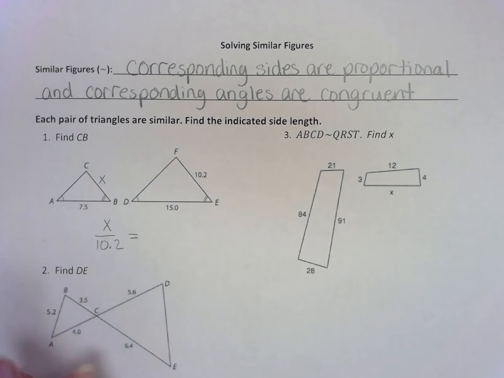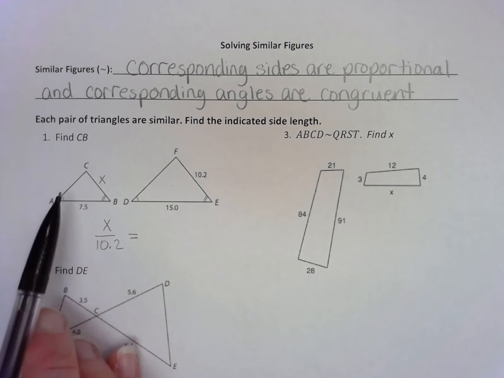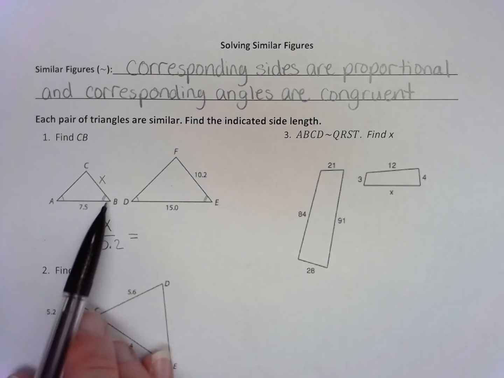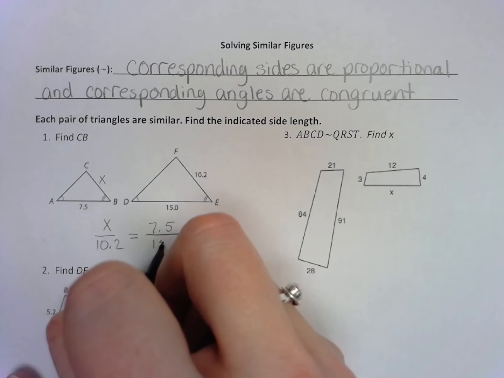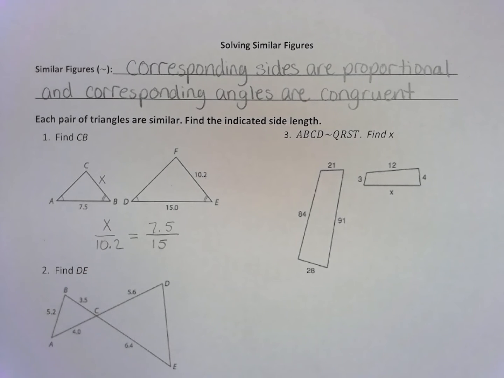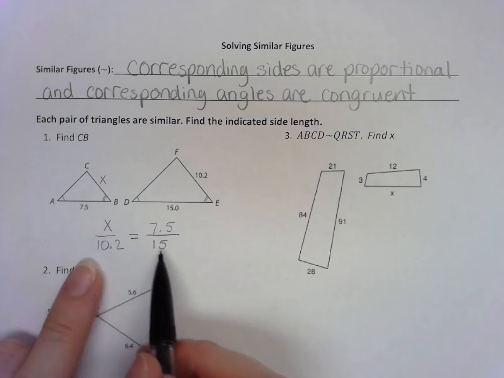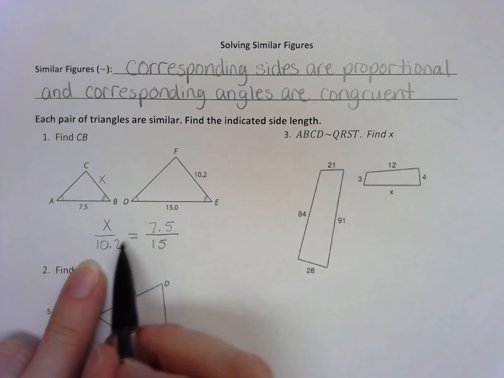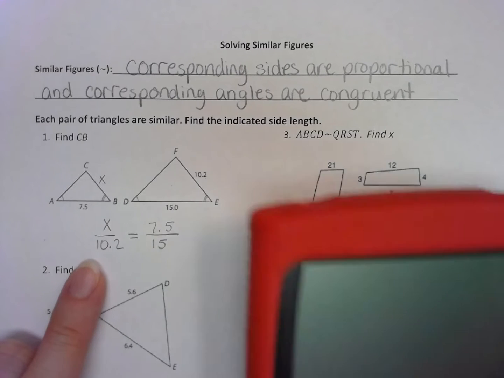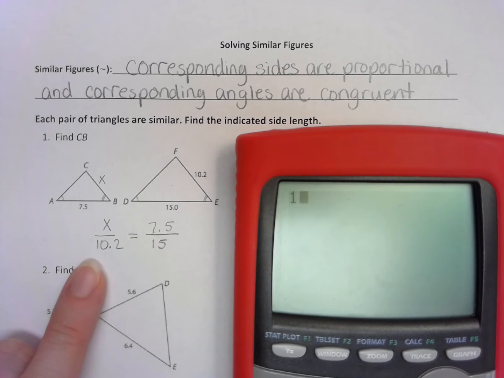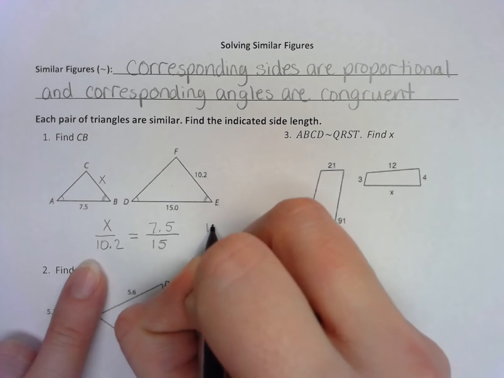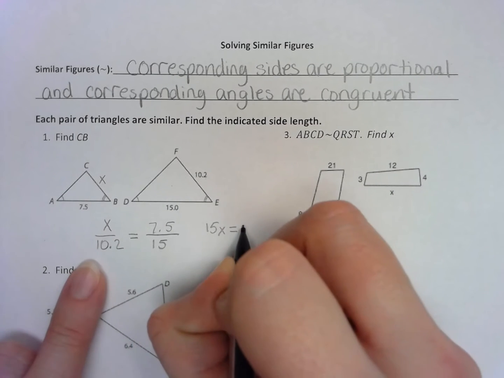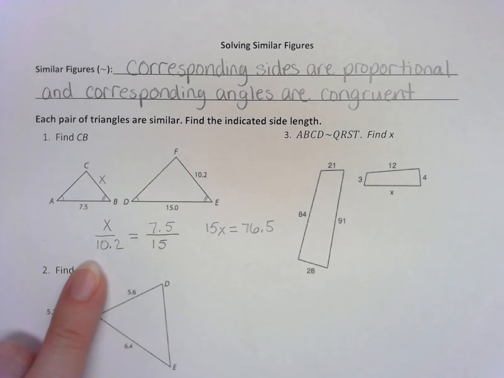will be equal to, come back to your first triangle. If you started with that first triangle, you need to come back to the first triangle, and 7.5 over 15. Set up the proportion in order to solve. We cross multiply, so we get 15x equals whatever 10.2 times 7.5 would be. 10.2 times 7.5 gives us 76.5. So we have 15x equals 76.5 when you cross multiply.